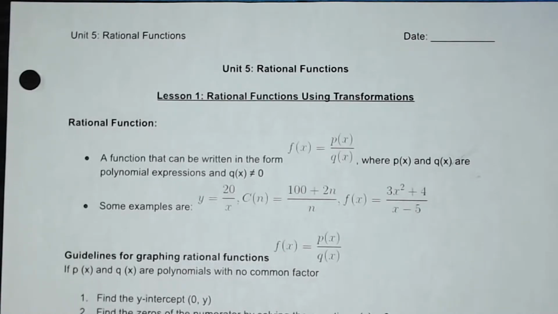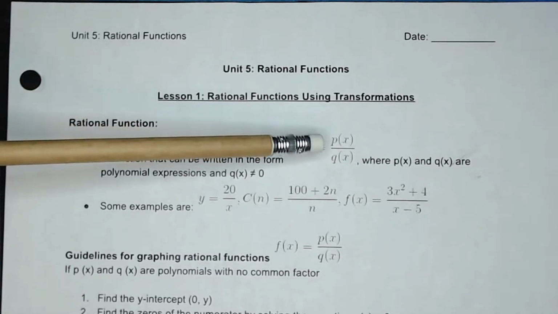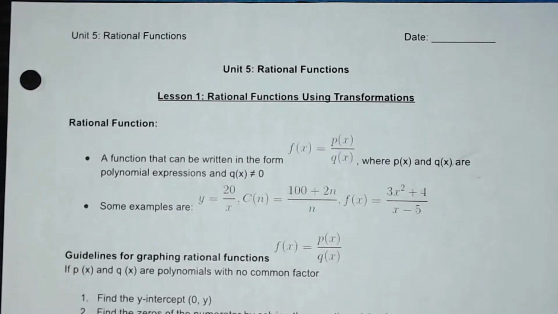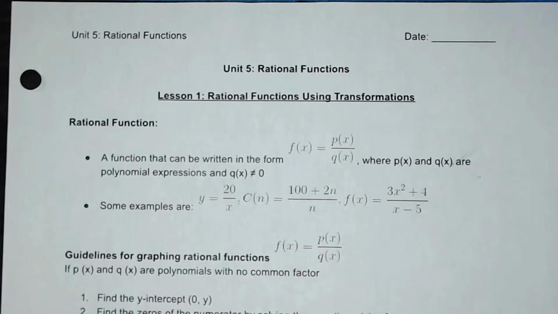So when we talk about a rational function, it's a function that can be written in the form f of x is equal to p of x over q of x, so two functions on top of each other. And p of x and q of x are polynomial expressions where q of x cannot equal 0. So just remember that the bottom of a fraction cannot equal 0 because it's undefined at that point. That gives you a hint where your vertical asymptotes will be.